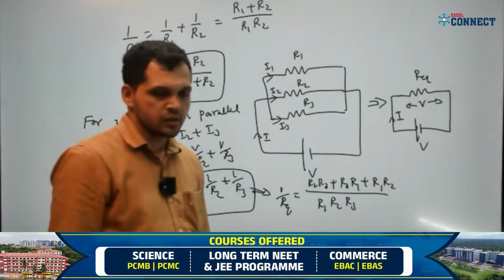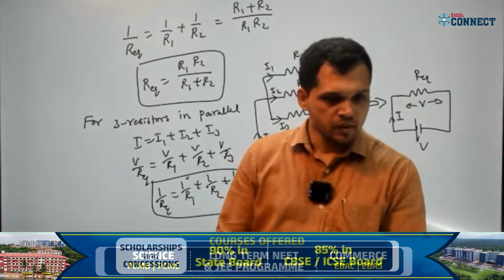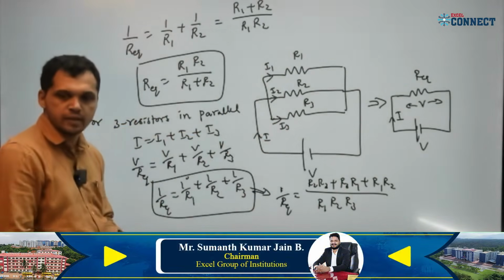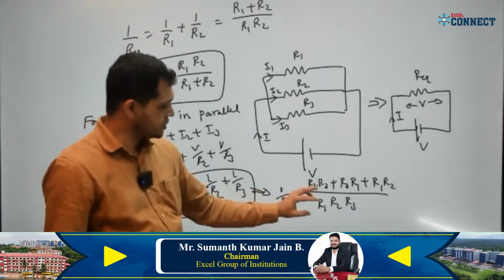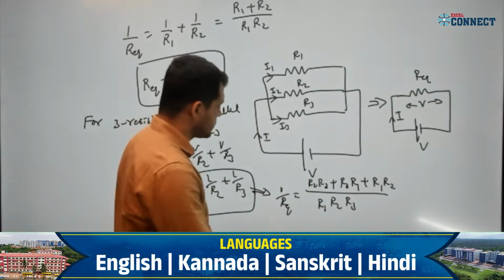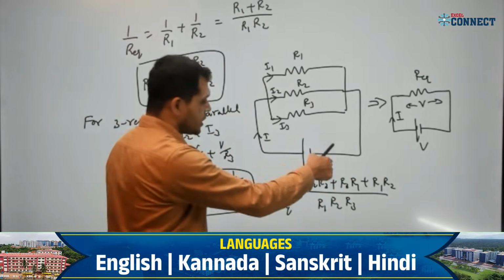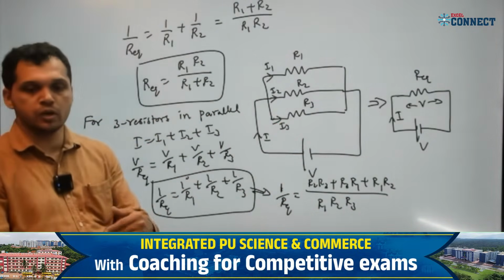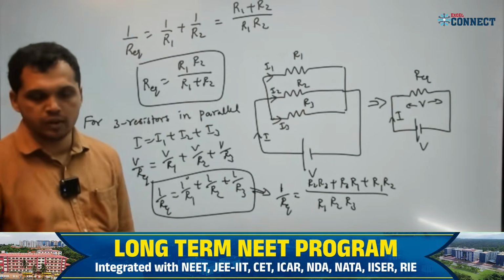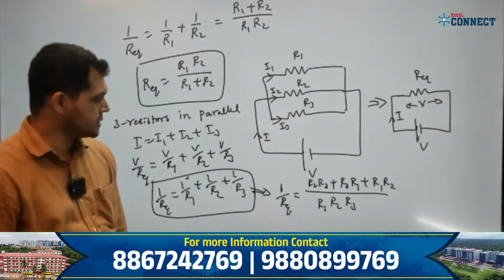Is it clear? Any doubts? If you have any doubts, you can ask. Hope you understood this. The final equation, you can reverse this. R equivalent is R1 R2 R3 by R1 R2 plus R2 R3 plus R3 R1. You can simplify that.